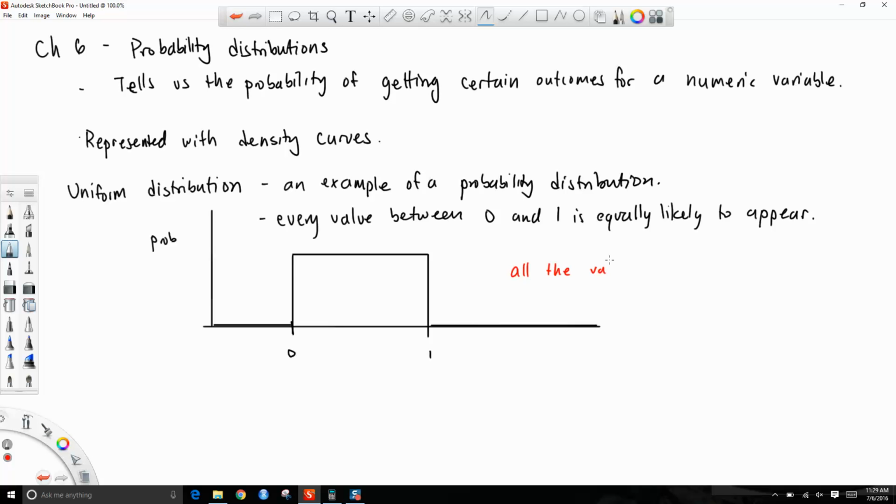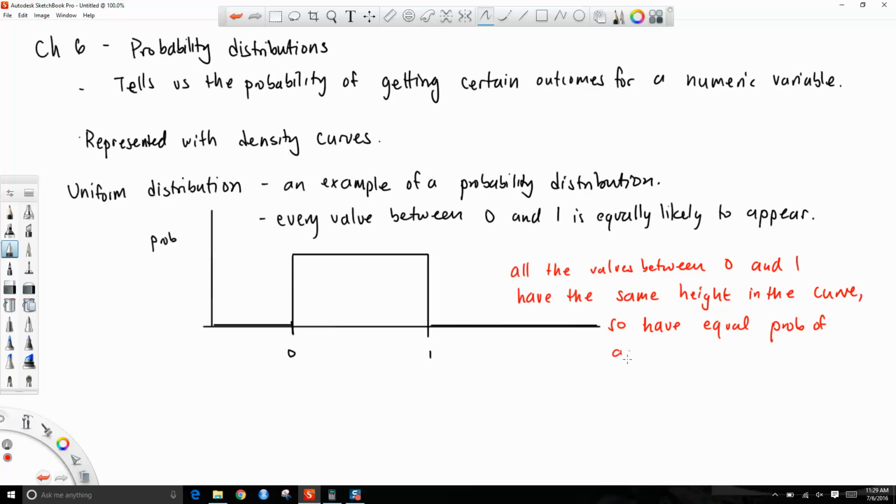Okay, so all the values between 0 and 1 have the same height in the curve, so have equal probability of appearing. Okay. And so one thing to note is that the entire area under the curve is equal to 1.